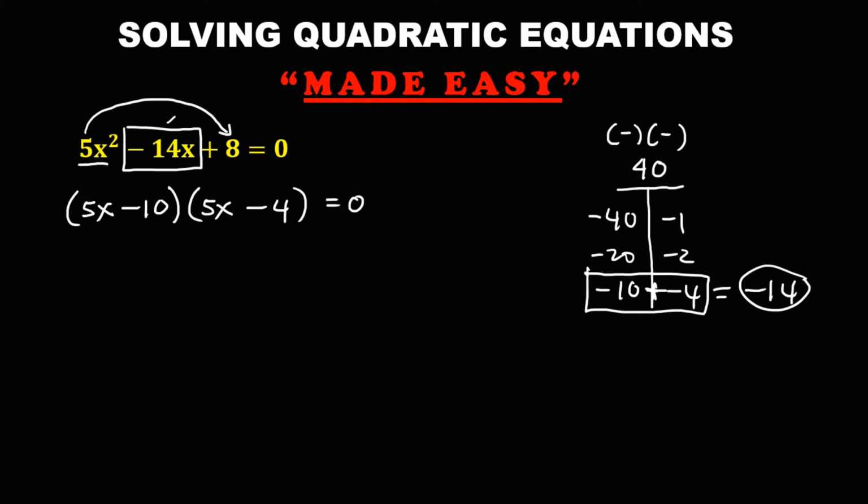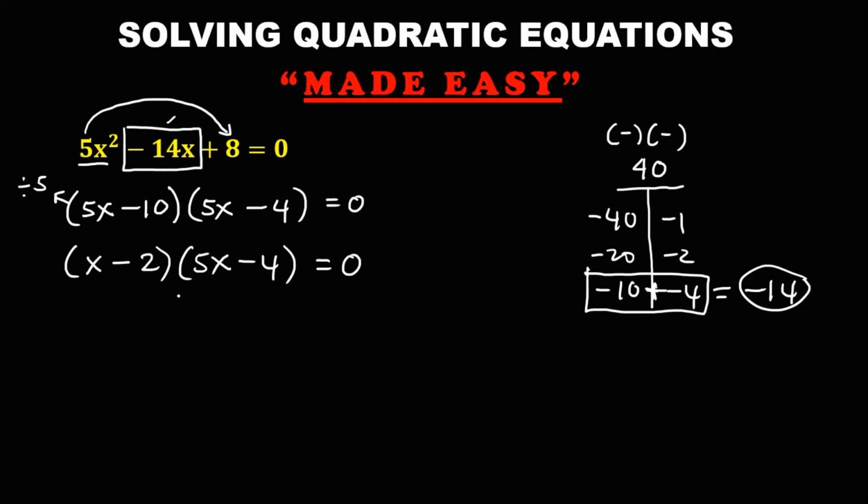But take note that we need to reduce if there are factors that can be reduced. From this factor, since it is divisible by 5, we need to reduce: 5x divided by 5 is x, and negative 10 divided by 5 is negative 2. Then for this factor, just copy. So we have 5x minus 4.